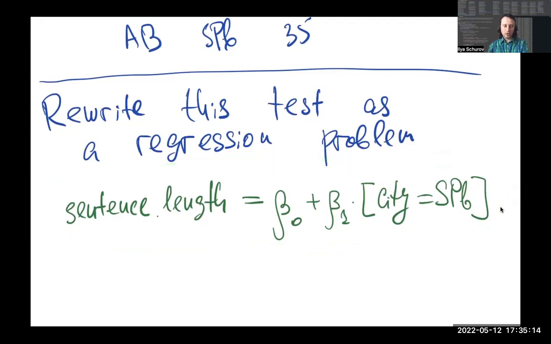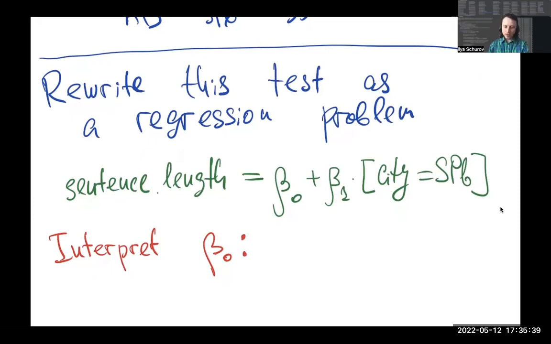Let us check that everybody remembers how to interpret these things. How would you interpret beta naught? What is beta naught? Is it the intercept? Yes, but in this problem. So now I work with my original data frame without aggregations. And I believe that sentence length is given by this linear equation. What is beta naught? What does it correspond to?